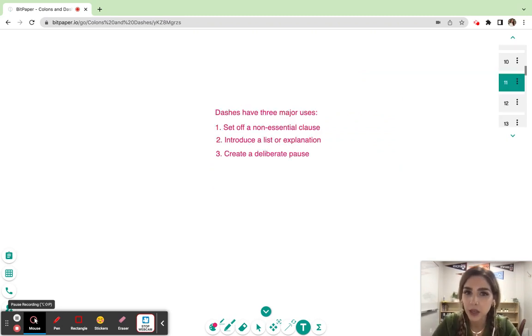Dashes have three major uses. The first is to set off a non-essential clause. The second is to introduce a list or an explanation. And the third is to create a deliberate pause.